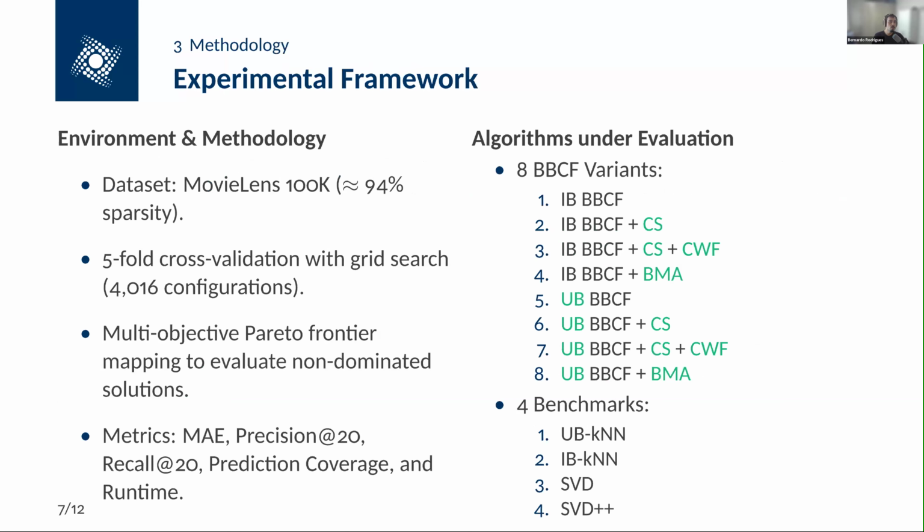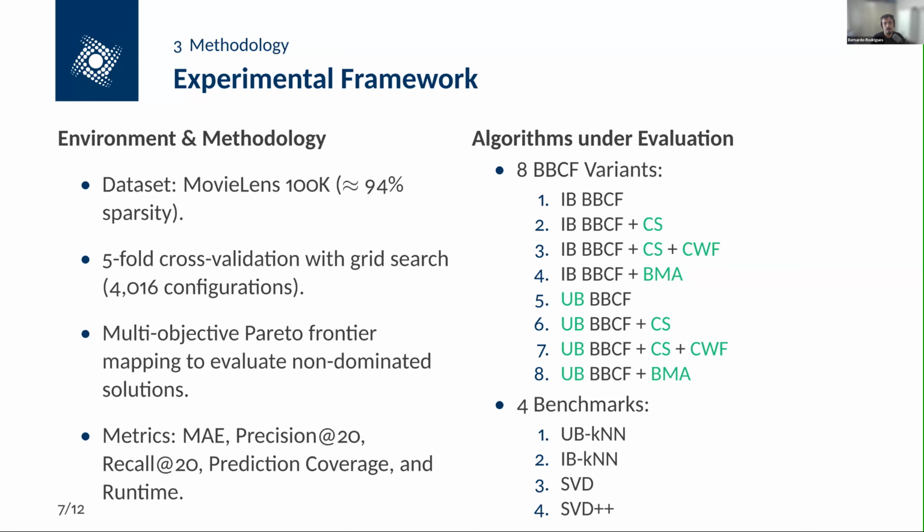We ran our tests on the MovieLens 100K dataset, which is a standard benchmark for recommender system studies. It has about 94% sparsity. We used 5-fold cross-validation, and we performed an exhaustive hyperparameter grid search that included over 4,000 different configurations. Our evaluation was consistently multi-objective. For each configuration, we measured accuracy through mean absolute error, ranking quality through precision and recall, and prediction coverage, and finally, total runtime.